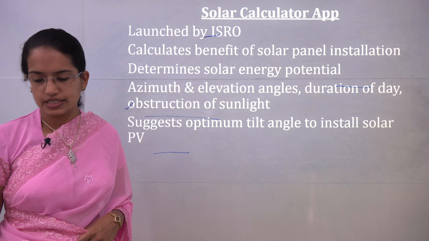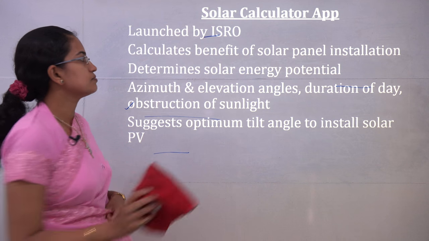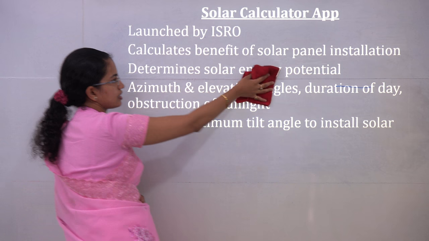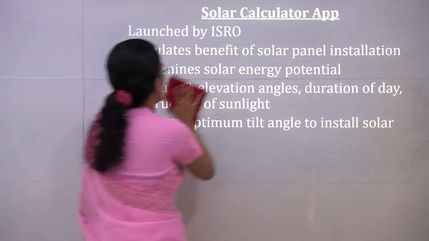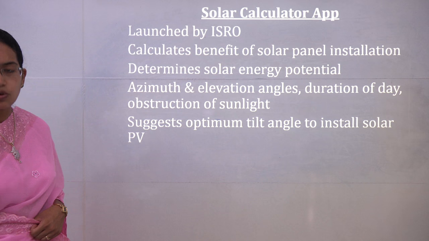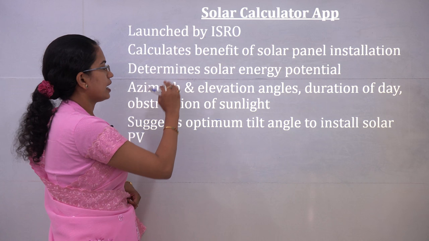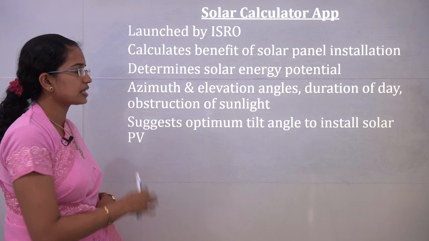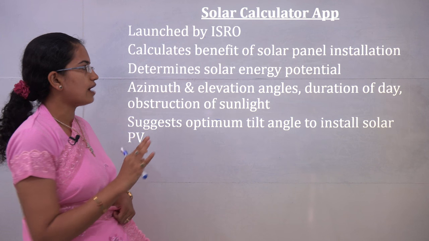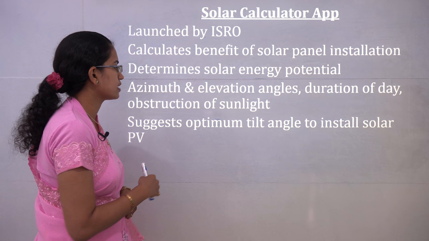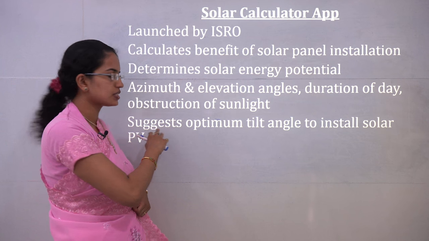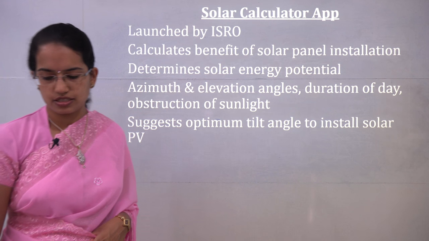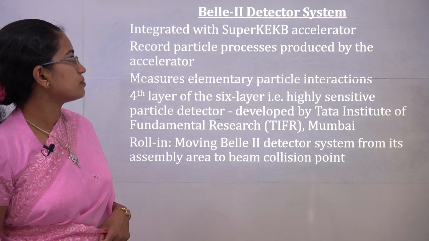Now this application calculates the consumption by solar panel installation. So what would be the expense if you are running on solar power? So what it does, it determines the solar energy potential. It provides the various azimuth and elevation angles, the duration of the day you have sunlight, the obstructions in case of the sunlight that is coming in, and what could be the suggestions for the best utilization of solar energy. So this was launched by ISRO.